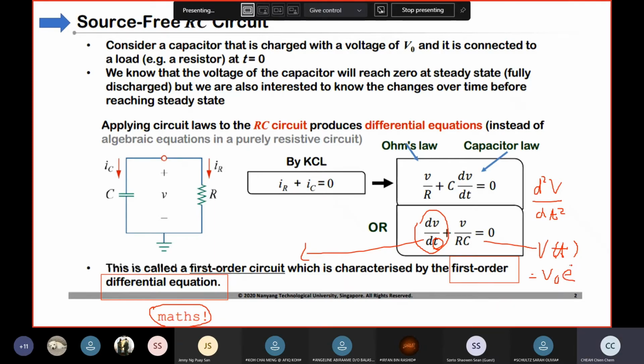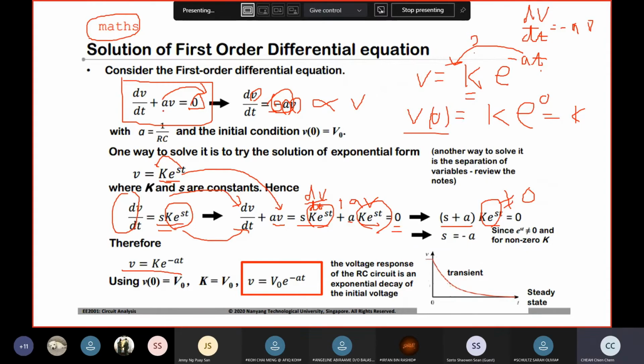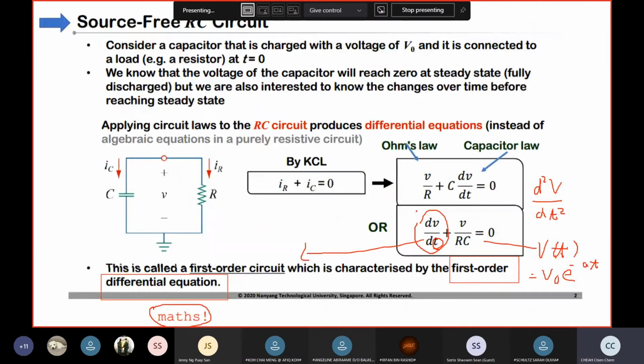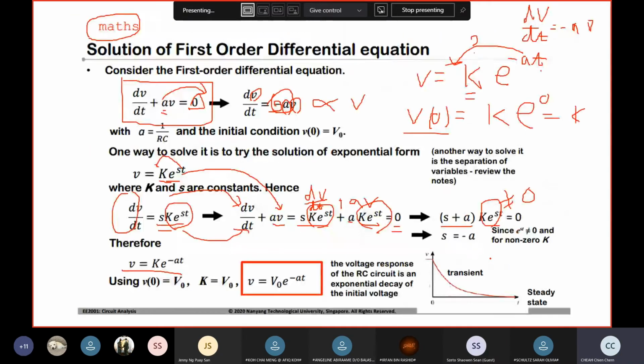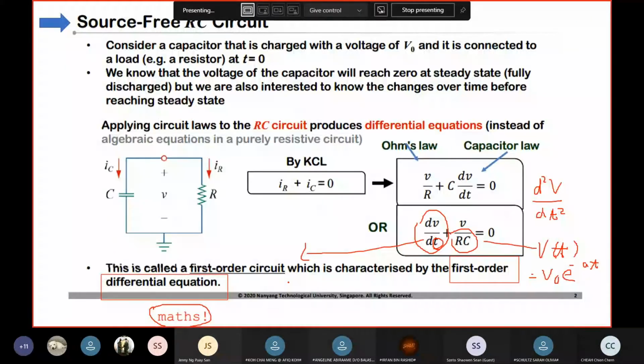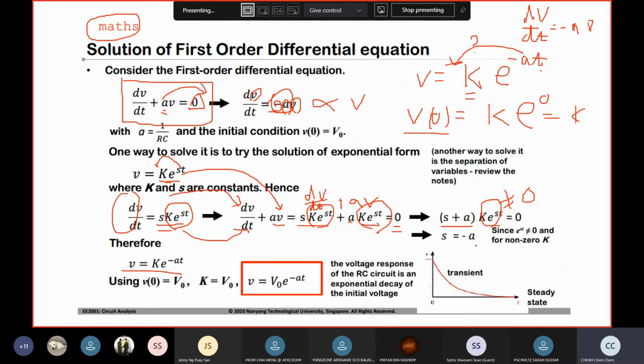Notice that A is this term over here, correct? If you go back to this, this is your A, 1 over RC. This is dV/dt plus AV, and A is equal to 1 over RC. So my solution is basically V0 e to the power of negative 1 over RC t. So this is the solution of the differential equation. From there, we know that it reduces exponentially.